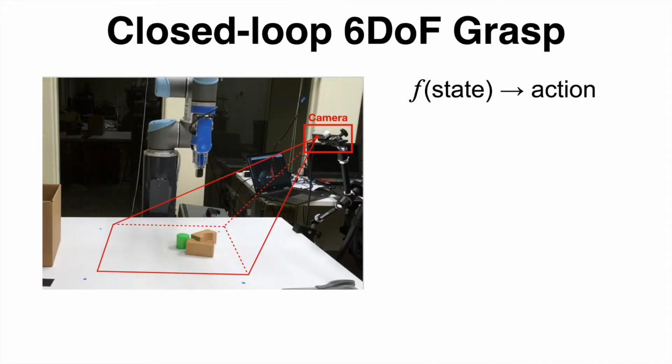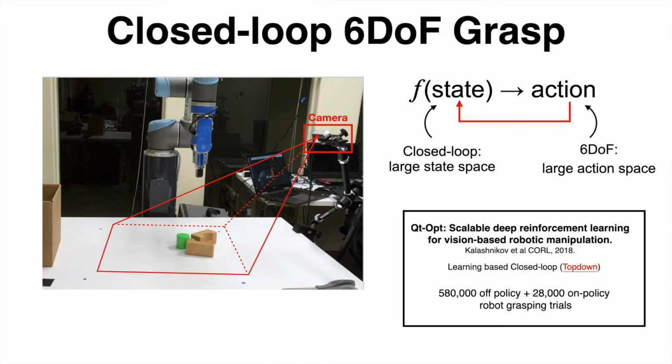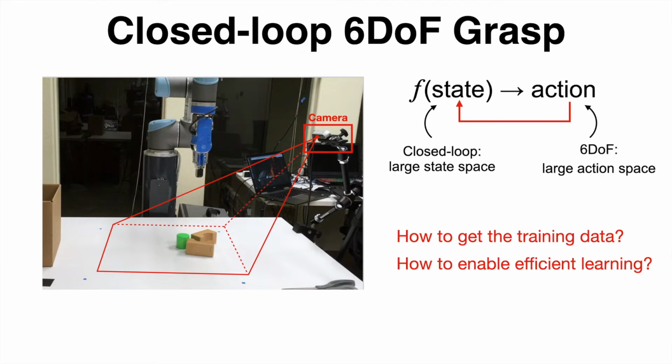However, once you start to use the closed-loop formulation, every action the system takes will have effects on the state, which will drastically increase the possible state space the system needs to handle. And if at the same time we move from top-down to 6-DoF motion, we will also increase the corresponding action space. Together, the large action and state space will make end-to-end learning extremely difficult.